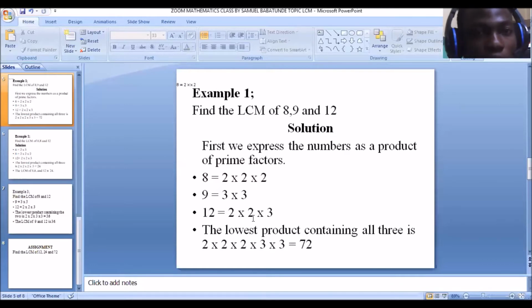We put down the 2. Now 6 divided by 2 will give us 3. So we check again. Can this 3 be divisible by 2? No, 3 cannot be divisible by 2. So we move to the next prime number, which is 3. Now 3 is divisible by 3. So we put down the 3, and it gives us 1. So now we say 2 times 2 will give us 4, and 4 times 3 will give us 12. So that is 12 expressed as a product of its prime factors.